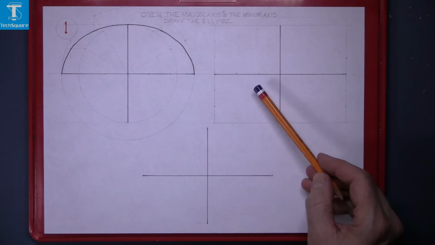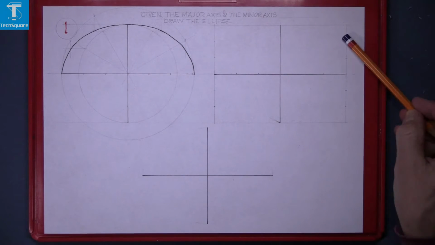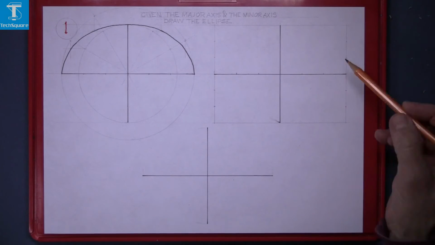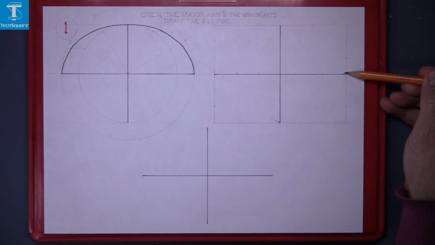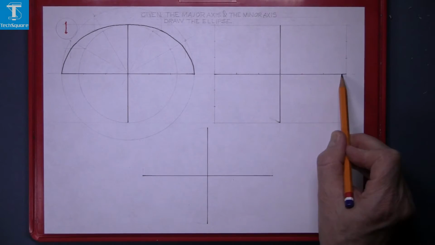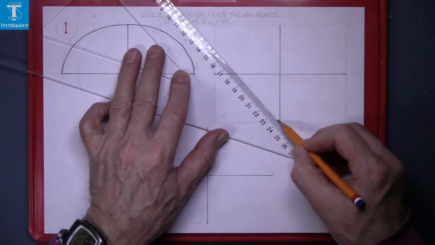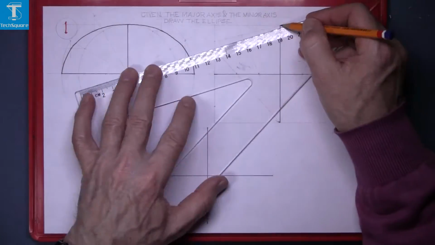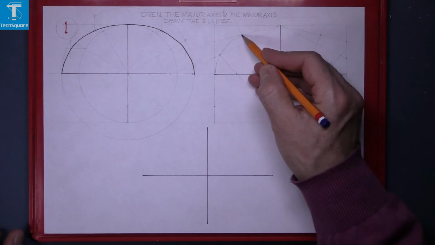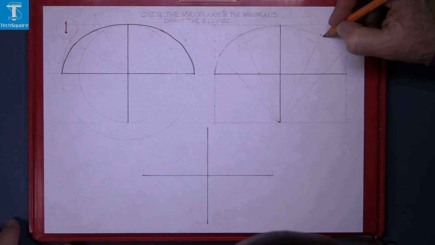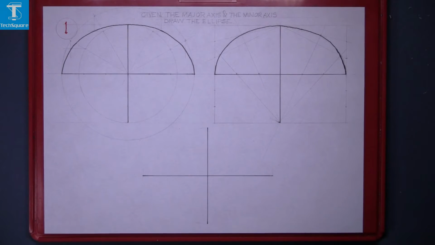The next method we're going to use is the rectangle method. So I've drawn the rectangle, divided into 3 equal parts, the sides and the centre line into 3 and 3, and from the bottom draw through the centre line, and from the top draw through the side lines, and that gives you the points for the ellipse, and draw in your ellipse. And that's the rectangle method.